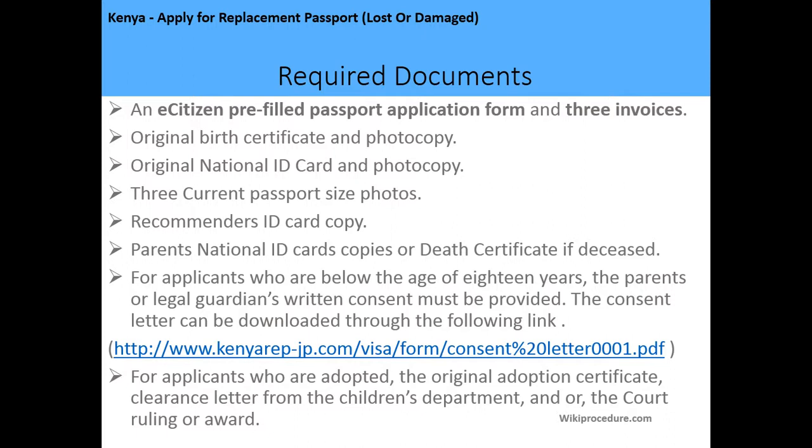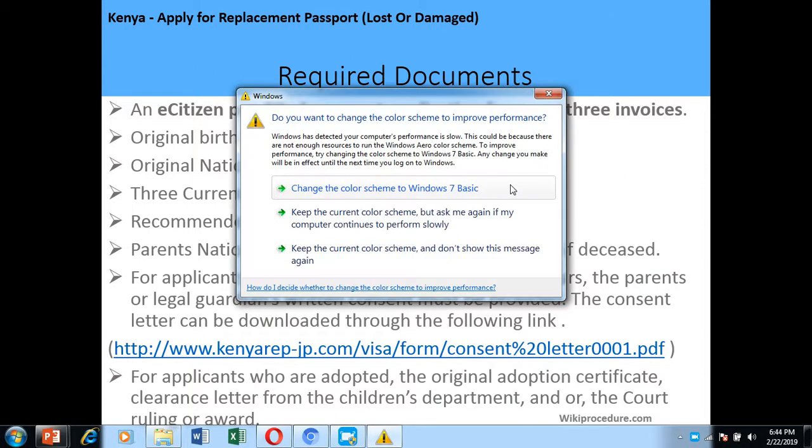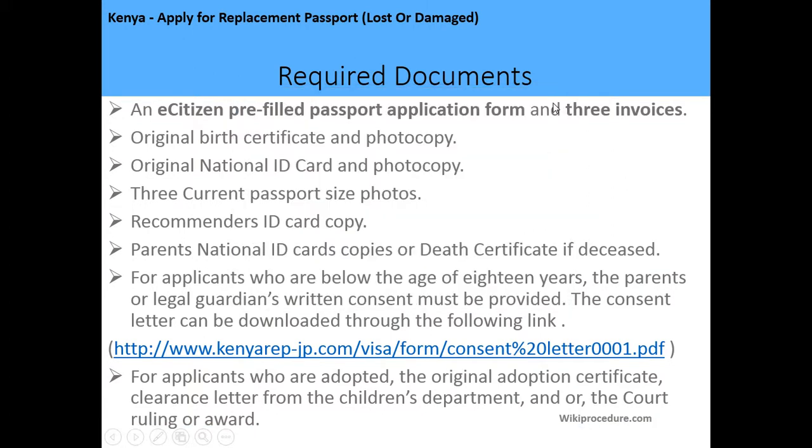And for applicants who are below 18 years of age, the parent or legal guardian needs to fill a letter of consent. We are going to see how the letter of consent looks and how it can be filled. And for applicants who are adopted, the original adoption certificate or clearance letter from the Children's Department or the court ruling and award is needed or may be needed.